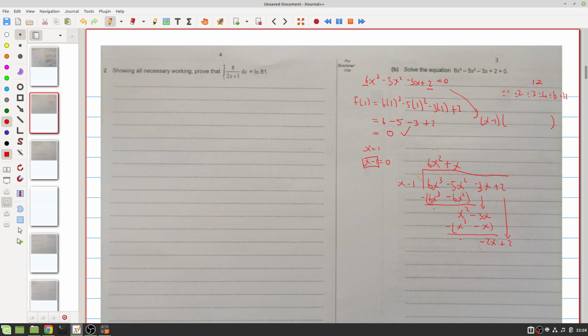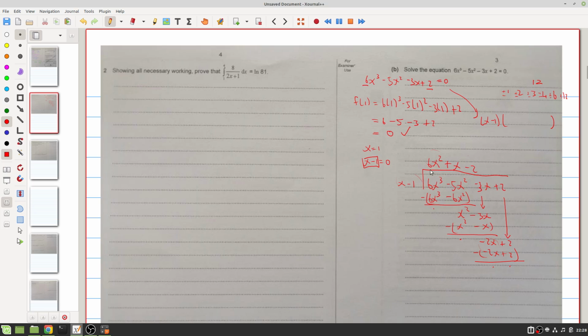So negative 2x divided by x is negative 2. Then negative 2 times x is negative 2x. Negative 2 times negative 1 is plus 2. And then again, we're going to subtract that. So negative 2x minus minus 2x is nothing. 2 minus 2 is also nothing. Okay, so that's good. We know there shouldn't be a remainder when we divide by x minus 1. That's why we did this whole test here.